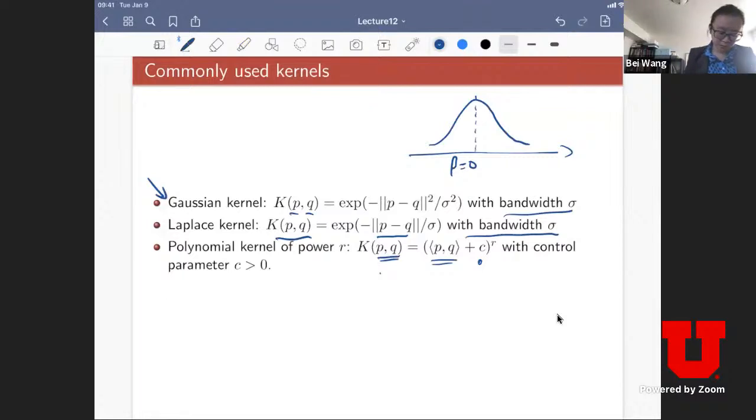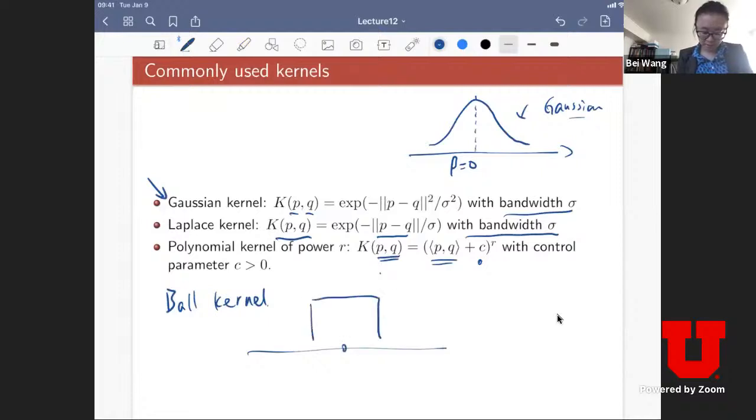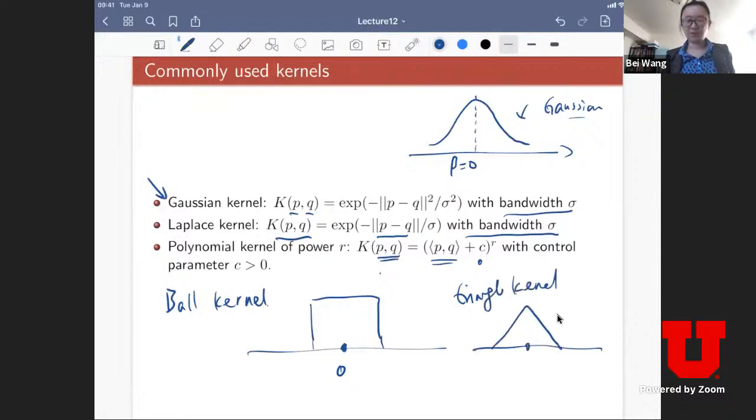There's also another kernel, which I'm not going to give you the formula for, called a box kernel. If this is how the Gaussian kernel looks, a box kernel basically looks like this: the similarity is one for a range of distances, and it just drops to zero outside. Then there's also the triangle kernel, which looks like this. When the distance is zero, they have the maximum similarity, and as the distance increases, the similarity decreases sharply, and then all of a sudden it goes to zero.